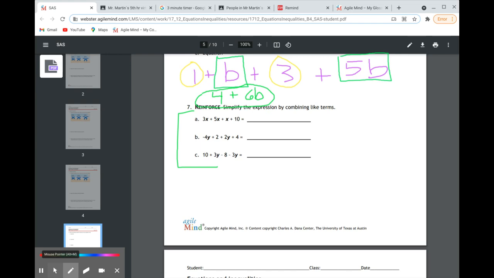All right, so let's take a look at this. Looking at the first one, let's see what Hagen came up with. Hagen, what did you get for A? For A, I got 10 plus 8x.